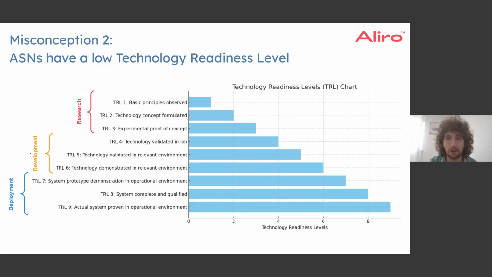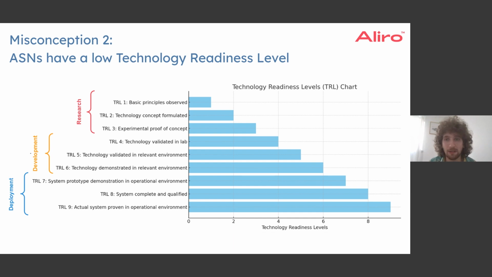To discuss the technical maturity of ASNs, it makes sense to introduce the notion of technology readiness level, or TRL. TRL is a method for estimating the maturity of a technology, which allows for consistency when comparing technical maturity across different types of technology.